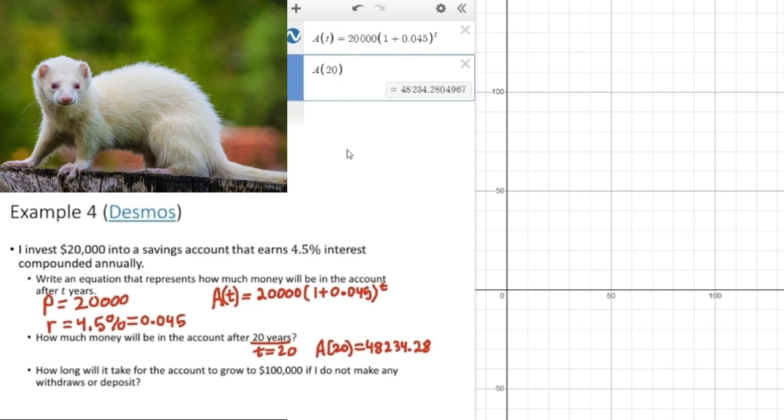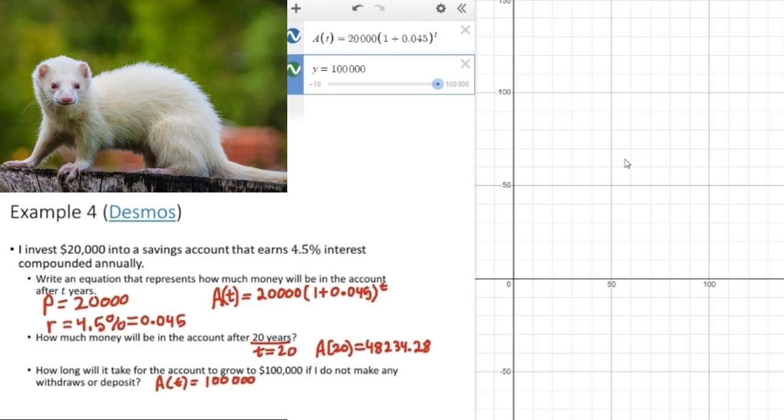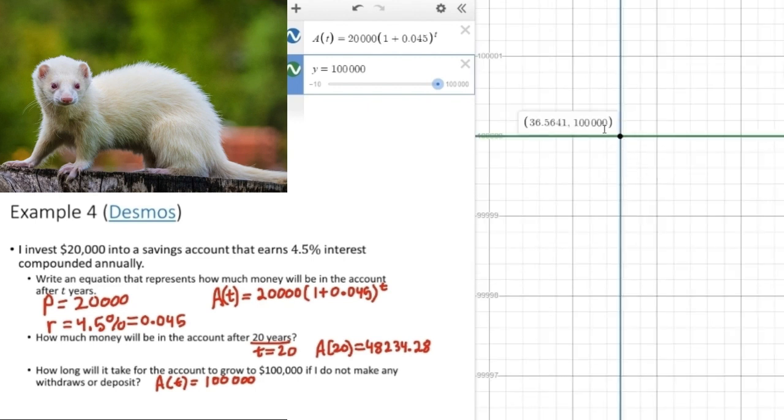Next, how long will it take for the account to grow to $100,000 if I do not make any withdrawals or deposits? Well, since A represents the amount of money in my account, I'm trying to solve the equation A of T equals 100,000. So going into Desmos, I want to get rid of the A of T, and I want to put in Y equals 100,000. Now, currently nothing is showing up, so let's zoom out, and we can see the point of intersection between the green line, which represents Y equals 100,000, and our blue graph, which represents our function for the amount of money in our account, intersects at the point 36.5641, comma, 100,000.